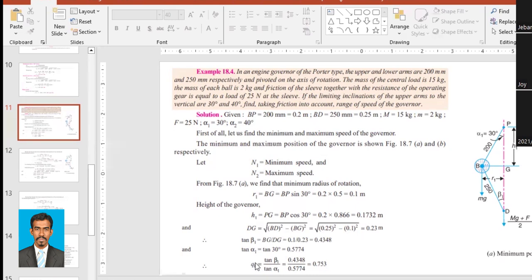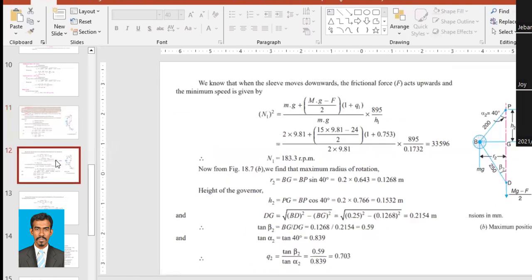We are taking it as Q1 because it is at minimum speed. So here angle, radius, height, everything as 1: R1, H1, tan beta 1, tan alpha 1, Q1, all as 1, because this is minimum speed. We take N1 as the minimum speed. A similar thing we have to do for the maximum speed also. Before doing that, we will now apply it in the formula.